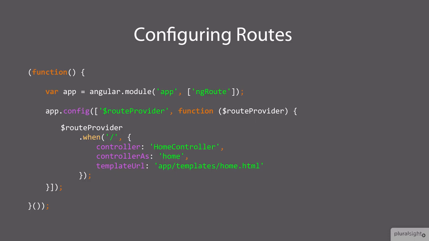There are additional properties you can configure on the route, and you can chain multiple route definitions together by making additional calls to the when function. Let's jump into a demo and get routing configured for the School Buddy app using some of these techniques.